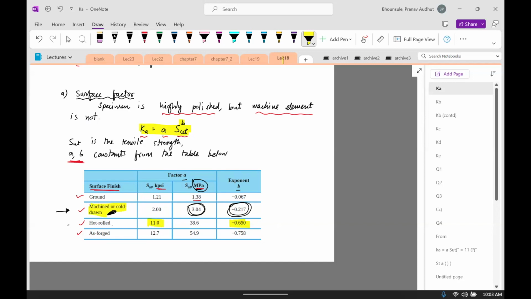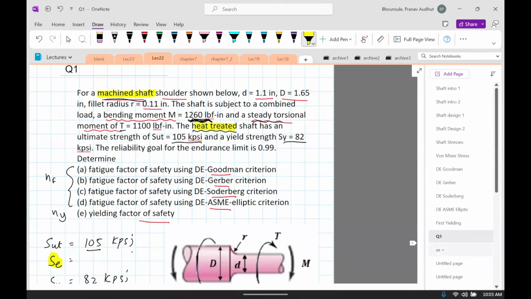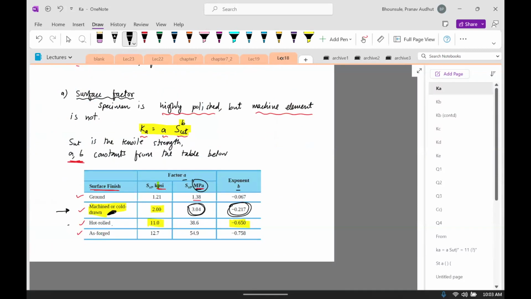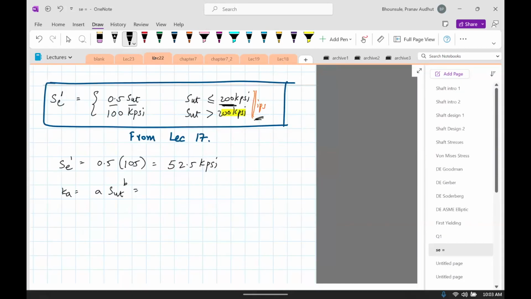For kpsi, we need to use a factor of 2 for a and minus 0.217 for b. So Ka is a times Sut raised to b, where a is 2 and b is minus 0.217. And then Sut is 105. So 18.